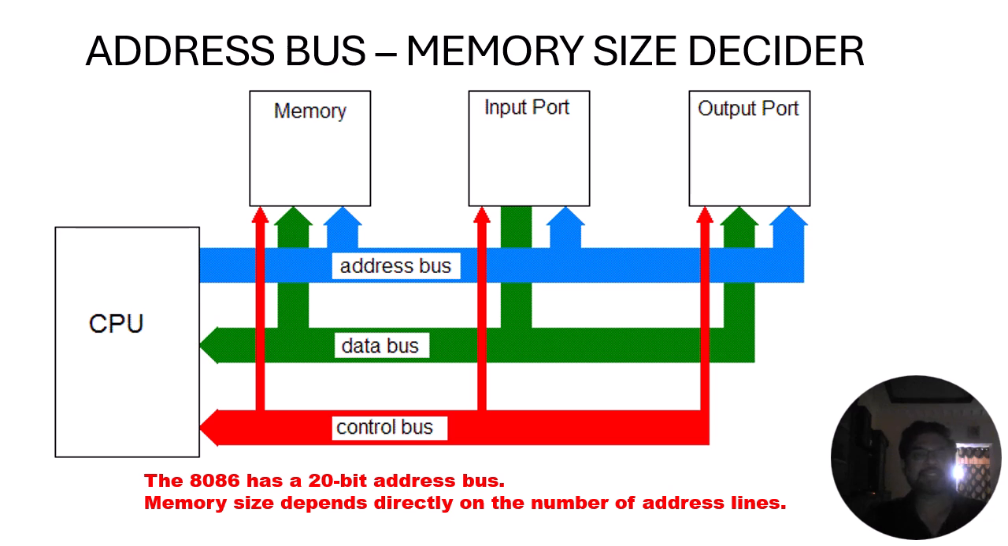The 8086 has 20 bits of address bus. That means 20 address lines. Now here is the core idea. Memory size depends directly on the number of address lines.